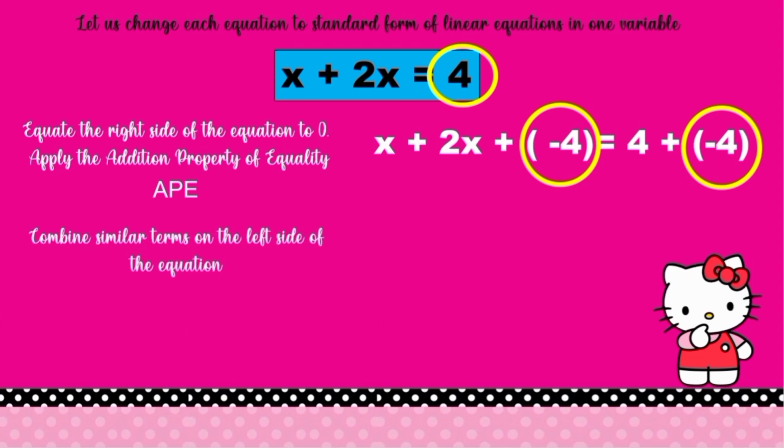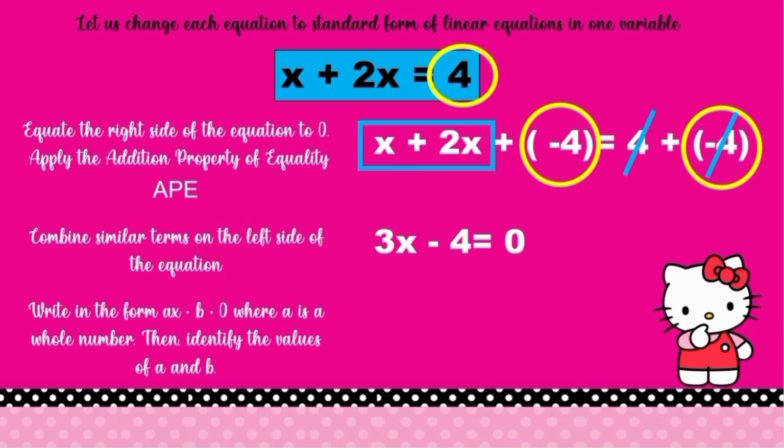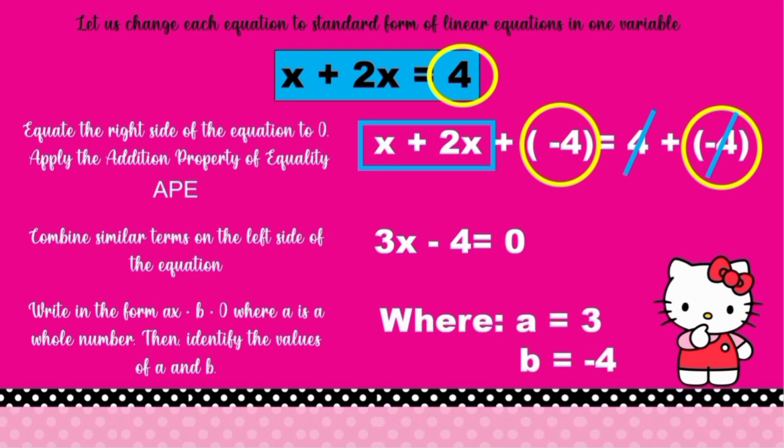Combine similar terms on the left side of the equation. First, let's cancel out the numbers at the right side to make it 0. Now we can combine x plus 2x because they are similar terms. We have 3x minus 4 is equal to 0. Write in the form ax plus b is equal to 0, where a is a whole number. Then identify the values of a and b. 3x minus 4 is equal to 0 is in standard form, so we can get the values of a and b. So we have a is equal to 3 and b is equal to negative 4.